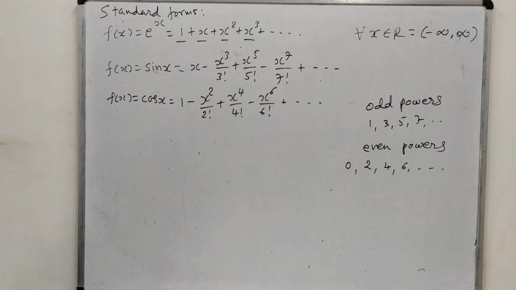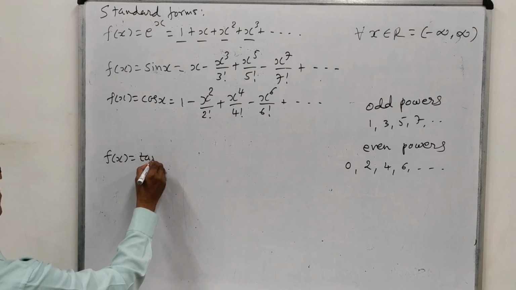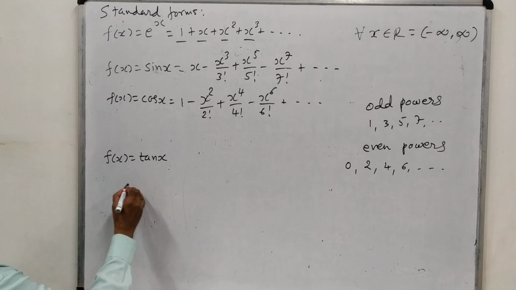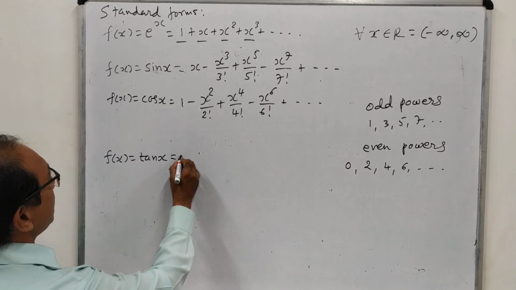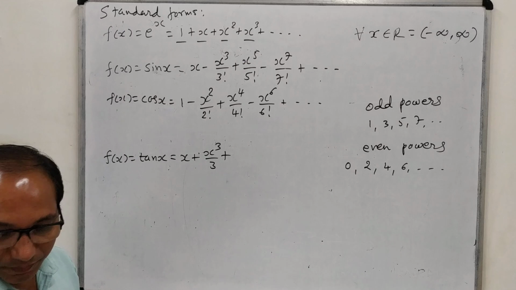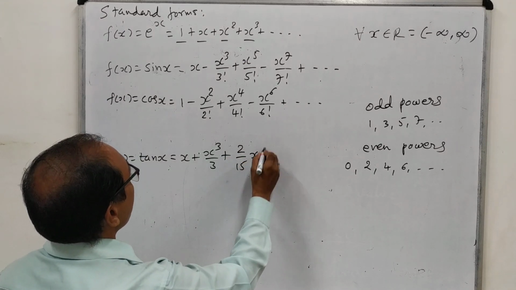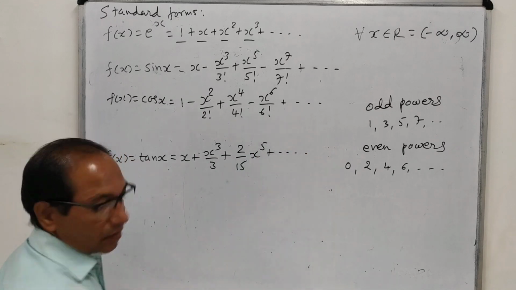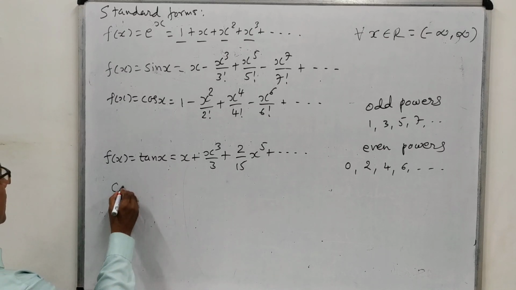Then we have also obtained the series for f of x equal to tan x. And this series we have seen in the form of x plus x cube by 3 plus 2 by 15 x raised to 5 plus dot dot dot. Okay. Then we have also seen the Maclaurin series for cos hyperbolic x.